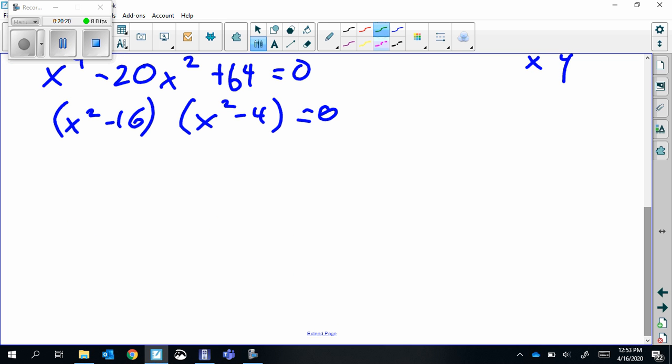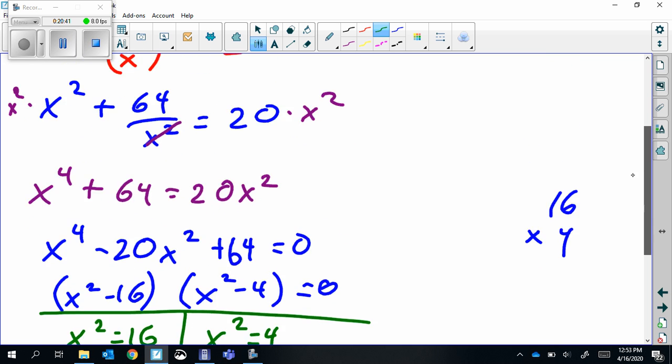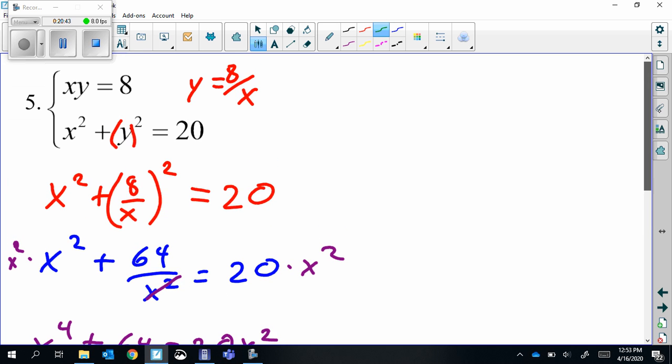So as we solve this, the square root of 16 is plus or minus 4, and the square root of 4 is plus or minus 2. So we actually get 4 solutions here. Now when we look at what these are, we have a circle.